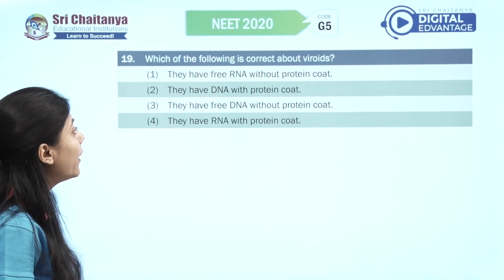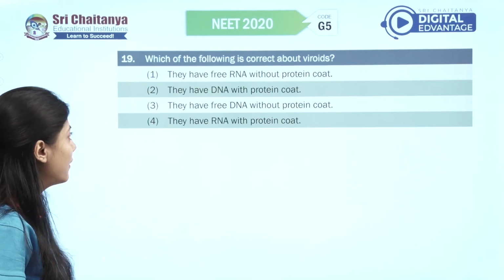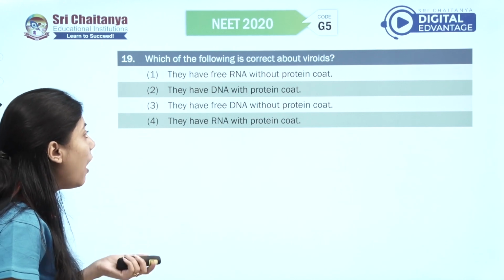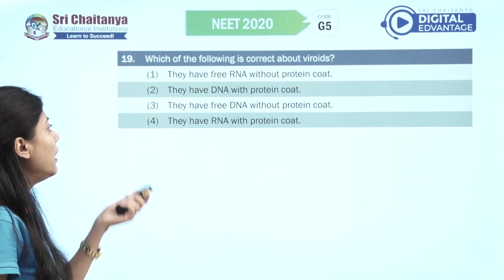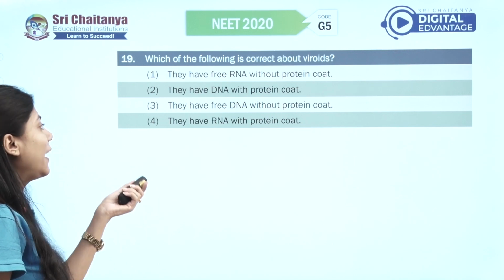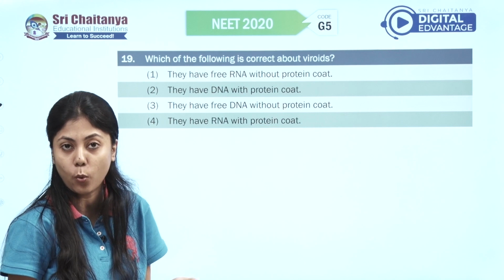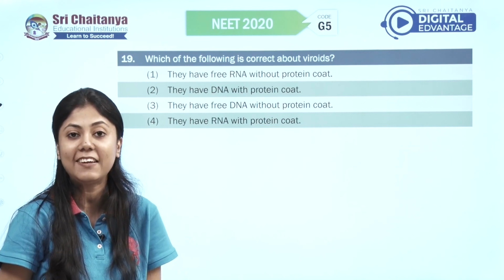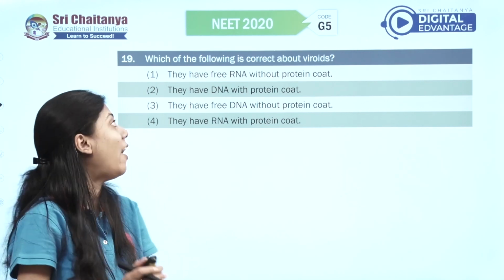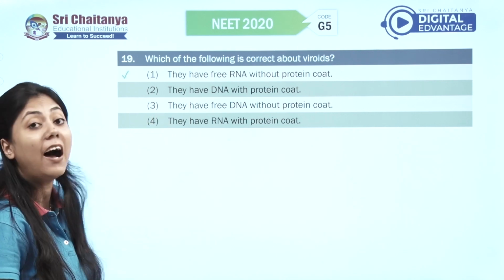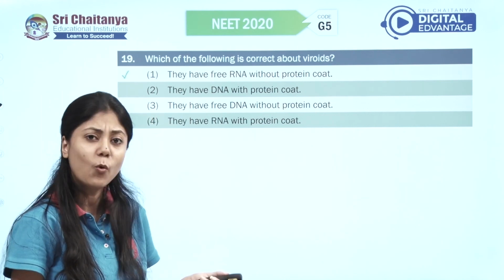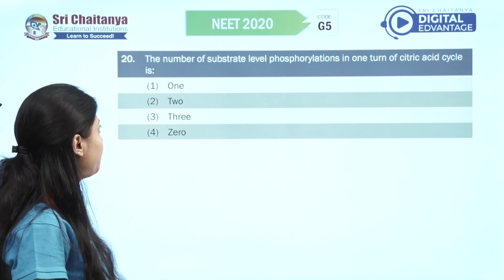Which of the following is correct about viroids? They have free RNA without protein coat. They have DNA with protein coat. They have free DNA without protein coat. They have RNA with protein coat. Now, this statement is directly taken from the NCERT, and the answer will be they have free RNA without protein coat. Moving ahead to the next question.